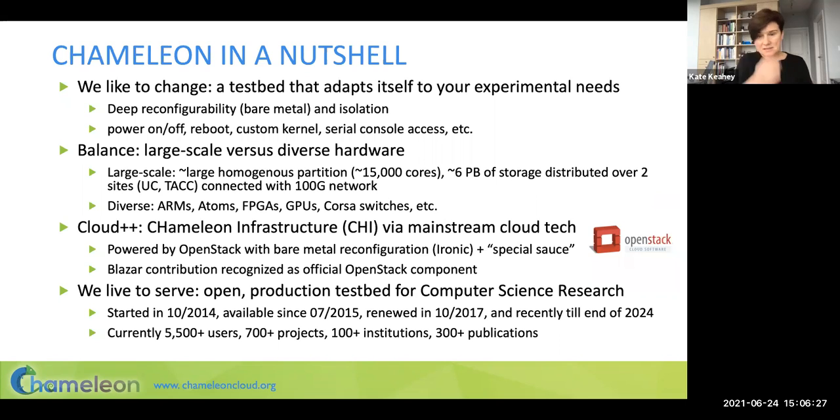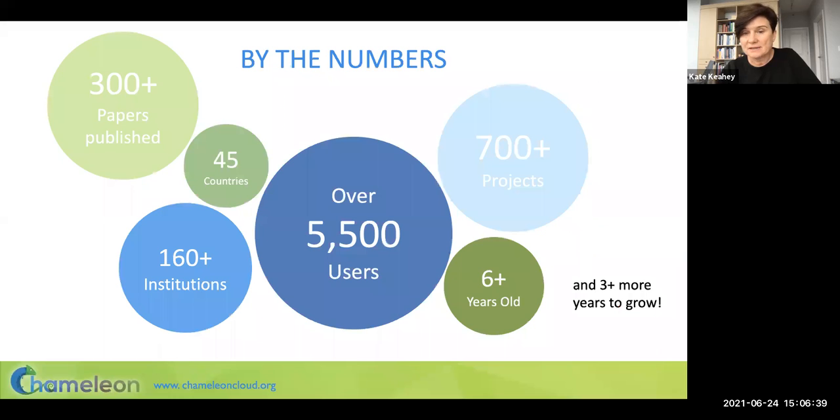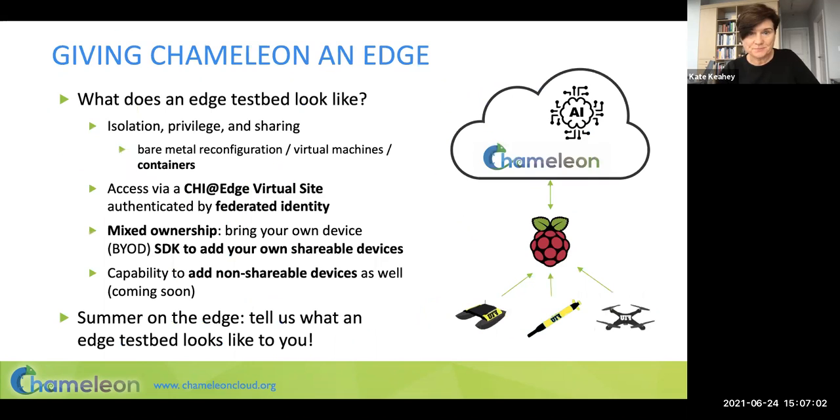And here are some statistics about availability of Chameleon. We started in 2014 and were recently extended till 2024, till the end of that year. We've managed to serve almost 6,000 users at this point, who worked on more than 700 projects, published almost 400 papers, and come from 45 countries, which is important, right? So it's not just for the US, it's open infrastructure that has users everywhere. And like I said, 3 more years to grow.